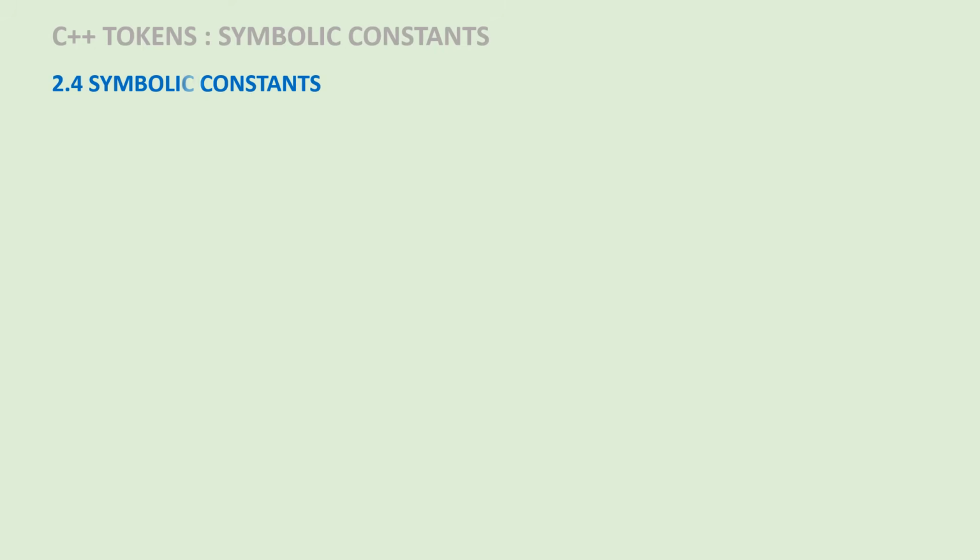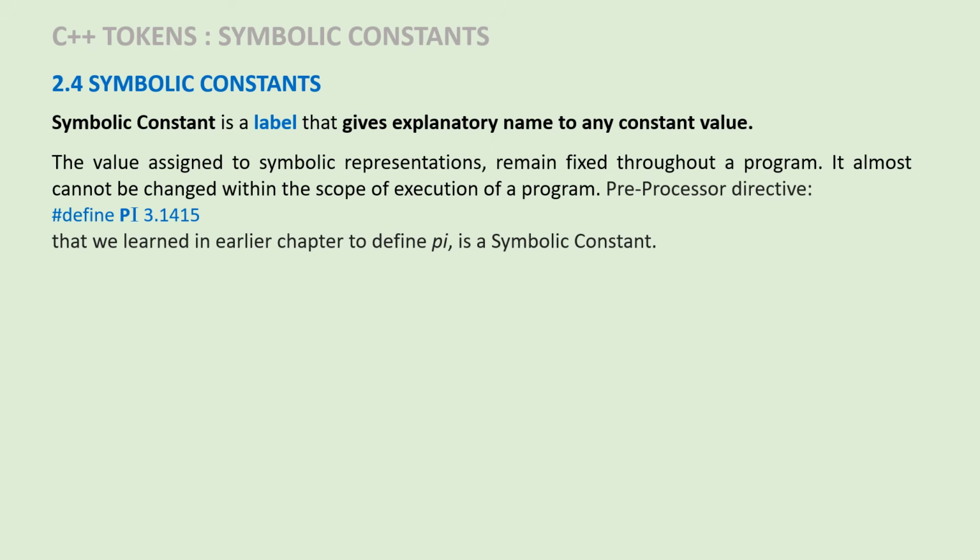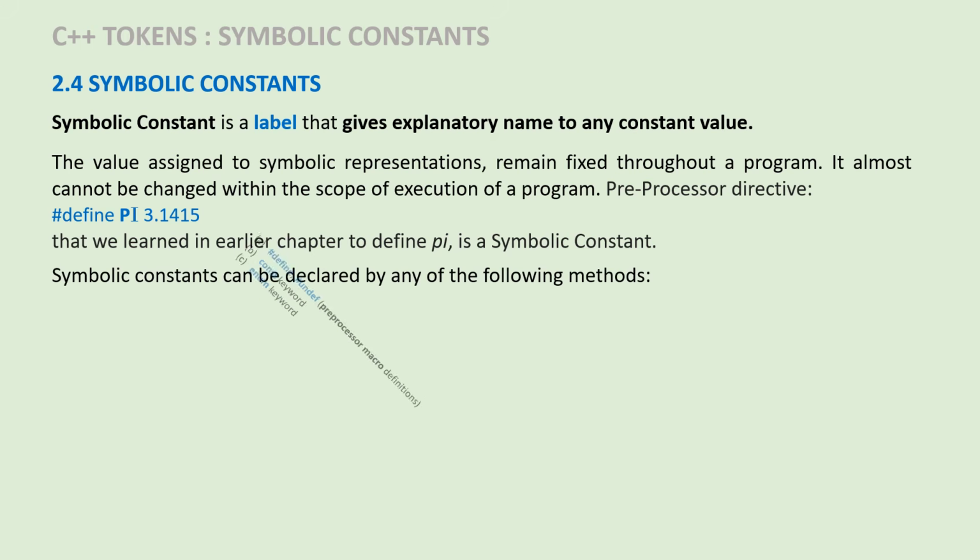Let's now move to the last of the tokens, symbolic constants. A symbolic constant is a label that gives an explanatory name to any constant value. The value assigned to symbolic representations remains fixed throughout a program. It almost cannot be changed within the scope of execution of a program. The preprocessor directive #define pi 3.1415, that we learned in the earlier chapter to define pi, is a symbolic constant.